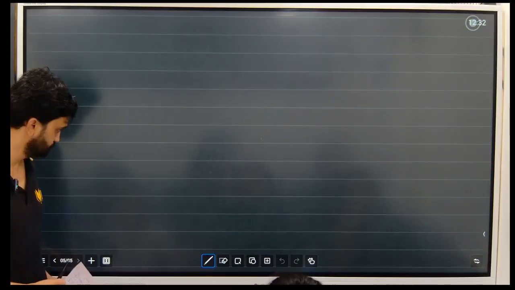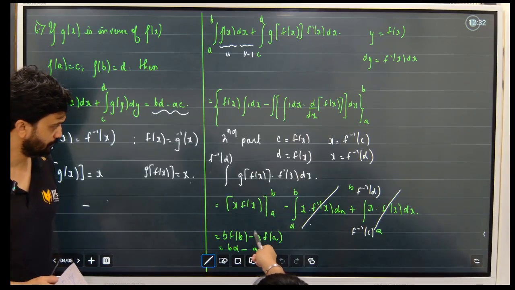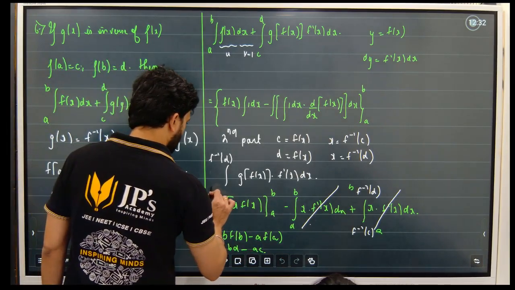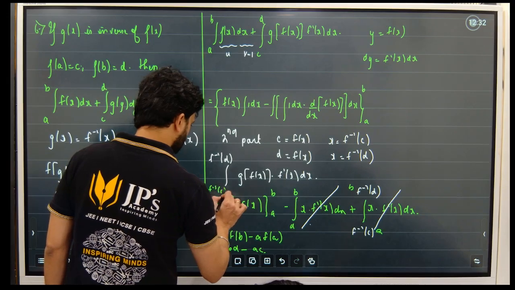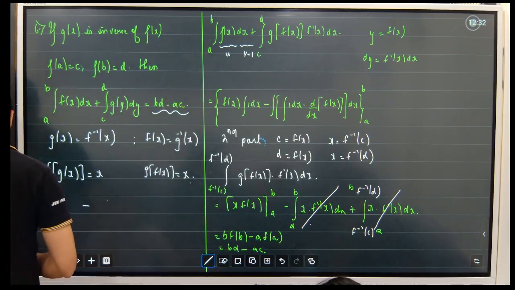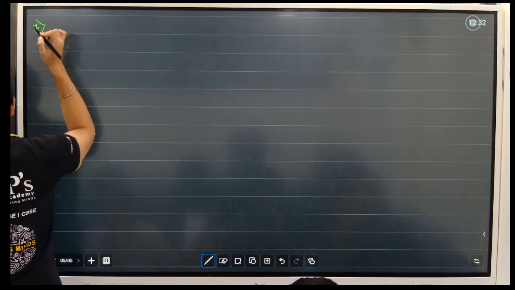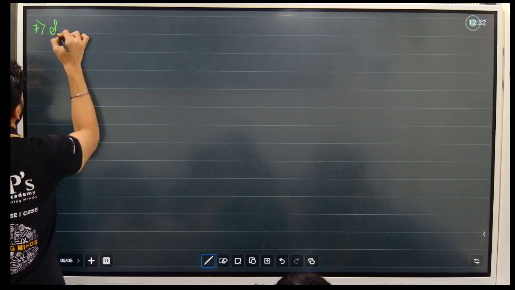There is no lower limit. f dash minus g f of x. Now, shifting property.